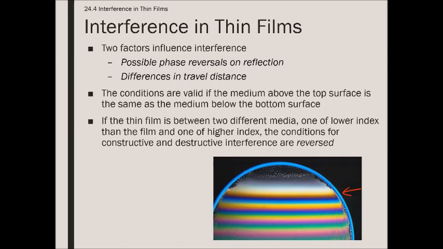So two factors influence interference. One is the number of phase reversals, because we don't always go back into air, and the other is the difference in the distance traveled, so our film thickness. These conditions are valid for the medium above the surface as well as below the surface. So we have to figure out whether we're going into air or water or whatever on the backside.